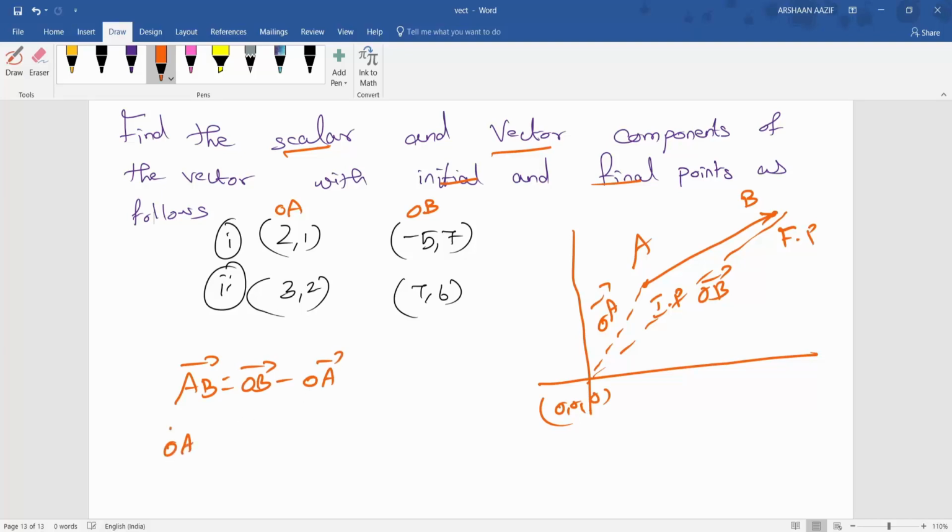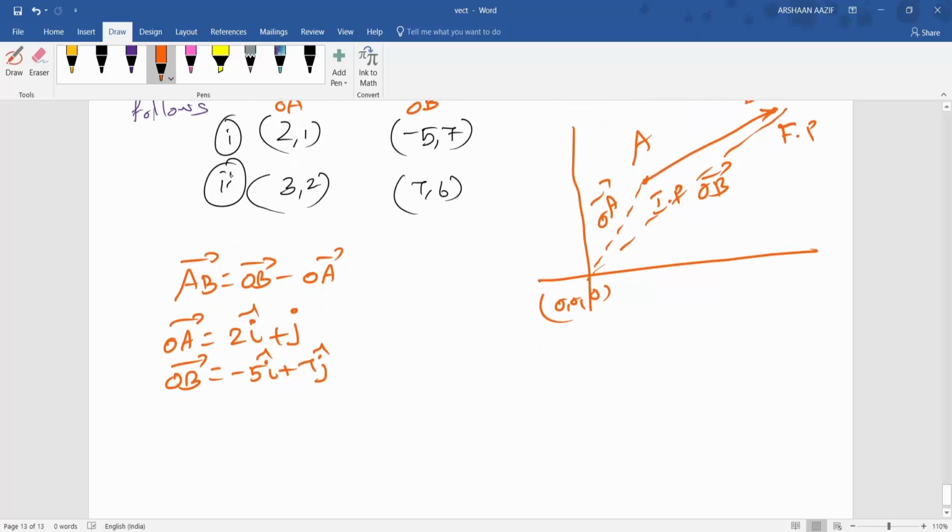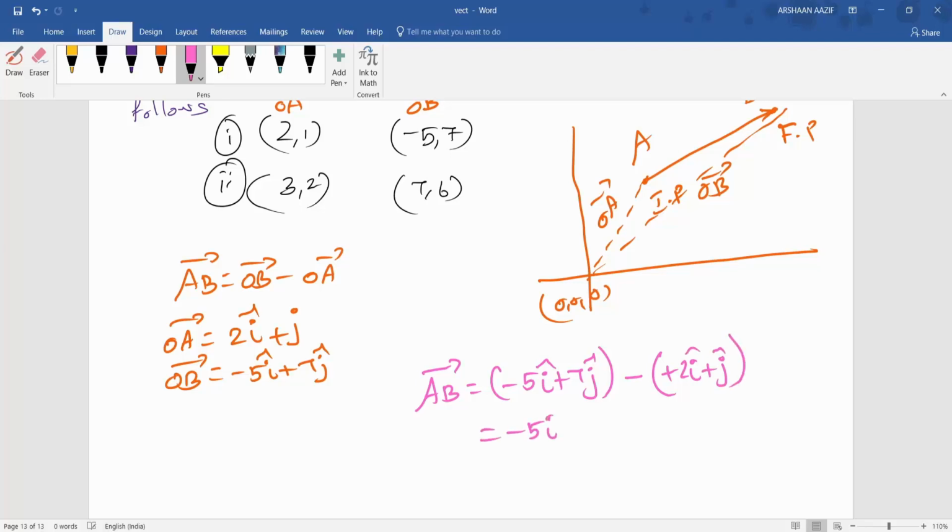So my OA vector is, since there are only two components, 2i plus j, and my OB vector is minus 5i plus 7j. So I have to find my AB vector first. So my AB vector is equal to OB, that is minus 5i plus 7j, minus 2i plus j, which is equal to minus 5i plus 7j minus 2i minus j, which is minus 7i, and j and j we will add, so plus 6j.